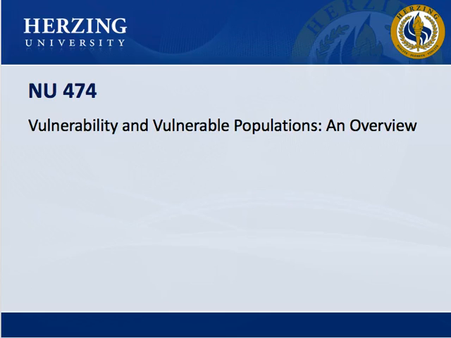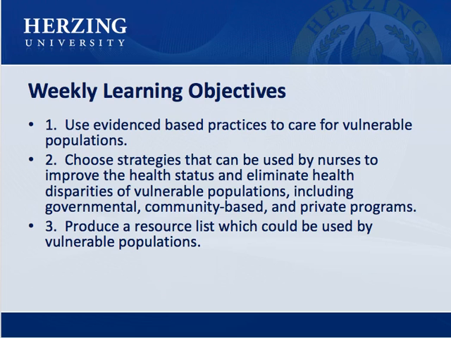Nursing 474, Vulnerability and Vulnerable Populations, an overview. The weekly learning objectives include: use evidence-based practices to care for vulnerable populations; choose strategies that can be used by nurses to improve the health status and eliminate health disparities of vulnerable populations, including governmental, community-based, and private programs; produce a resource list which could be used by vulnerable populations.